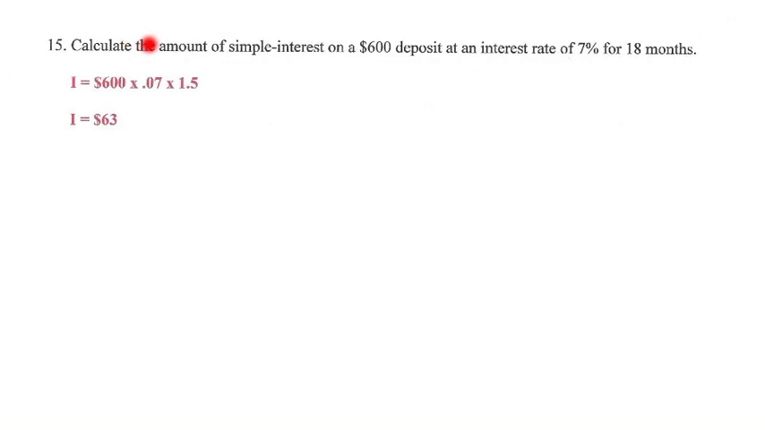Number 15, calculate the amount of simple interest on a $600 deposit at an interest rate of 7% for 18 months. Here you use interest equals PRT. Remember, for the rate, it has to be in decimal form, and for the time, it has to be in years, so 18 months has to be converted to 1.5 years. So interest is equal to 600 times 0.07 times 1.5. Your interest is $63.